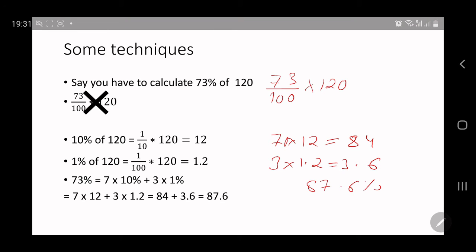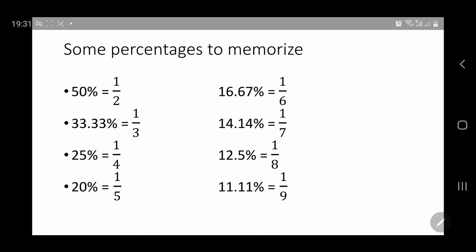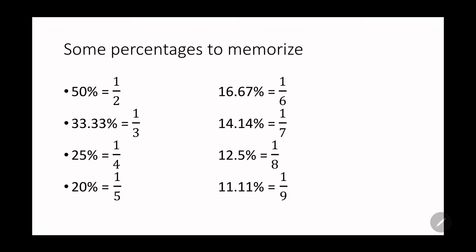Keep this technique in mind as we move on to the next slide, and there will be an example towards the end where you will have to use these techniques. Now, I want you to go ahead and memorize the percentages on this slide. The reason being that they show up very often in GMAT and you should have them down by heart. If you know these percentages, your percentage calculation will be much faster.